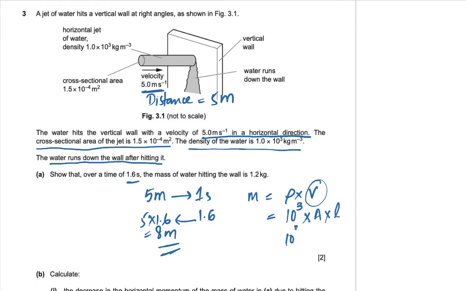Now 10^3 times the cross-sectional area of the jet, which is 1.5 × 10^-4, times the length that the water jet covers in this duration, and that is 8 meters. So that's how you get the mass, which is equal to 1.2 kilograms.